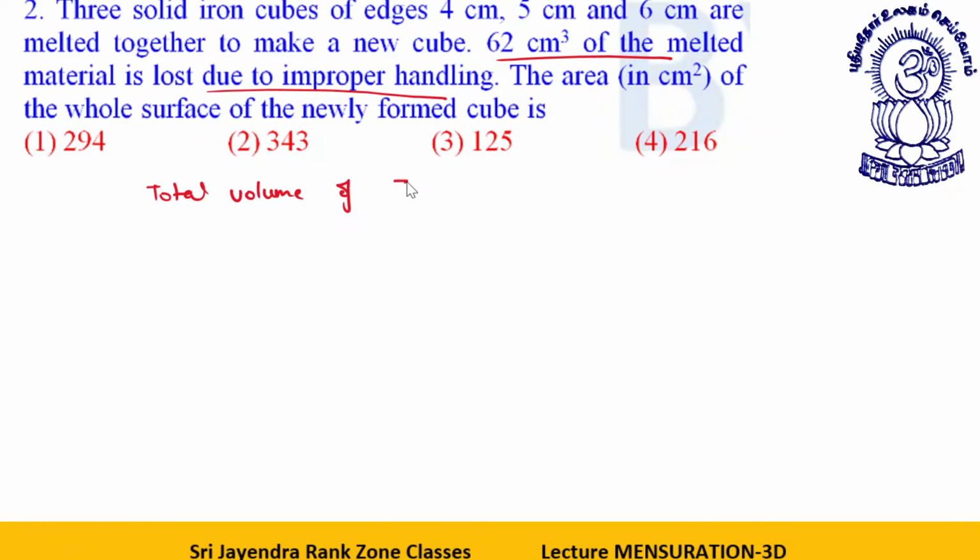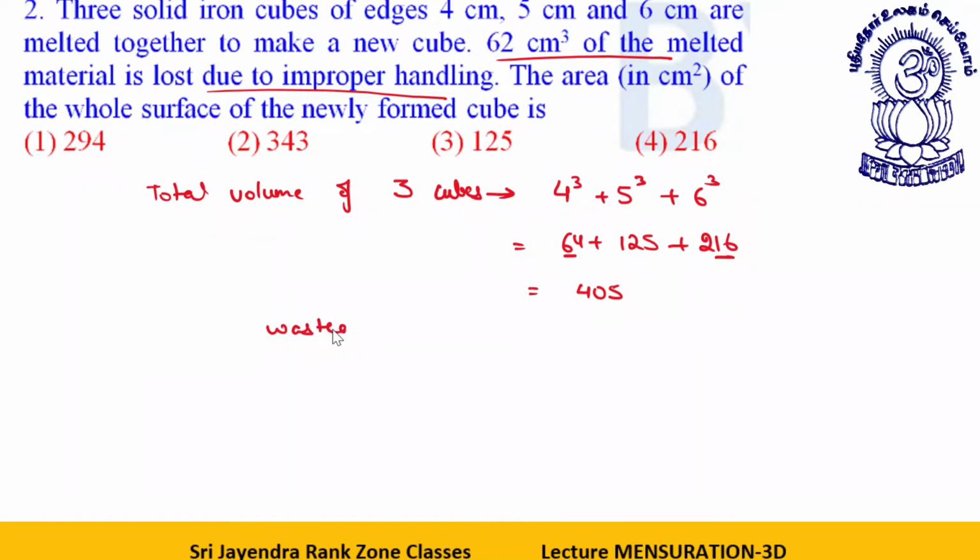first of all, total volume of three given cubes. What is the total volume of three given cubes? 4 cube plus 5 cube plus 6 cube. This is, I can say, 64 plus 125 plus 216. This and this combined to give you 280. 280 plus 125 is 405. Now, how much is wasted? Wastage is equal to 62 centimeter cube.